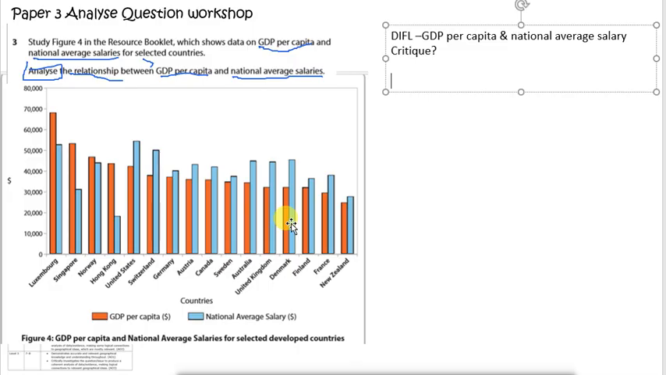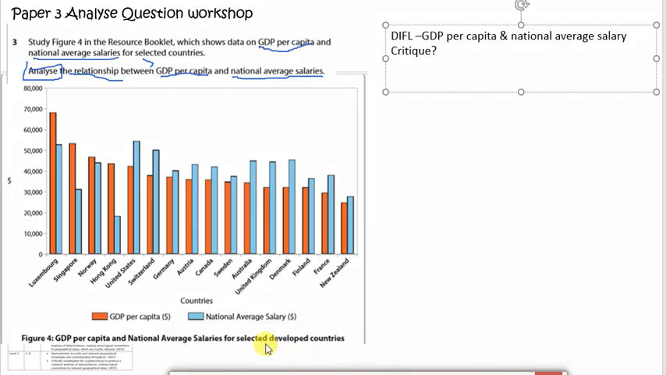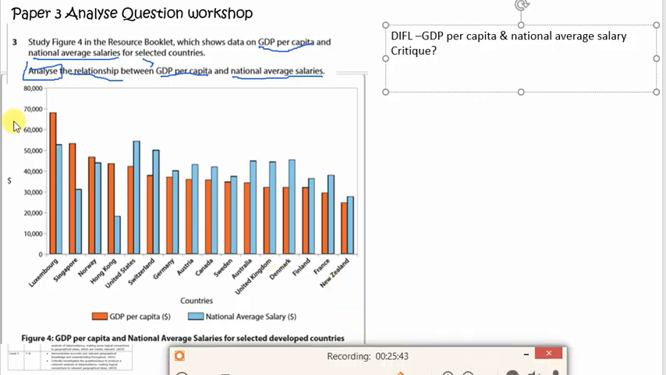Right then, how can I break this up? Well, first thing I'm going to do is, again, look at the title. GDP per capita, national average salaries for selected developed countries. So if I'm critiquing it, straight away I'm going to be thinking, well, are there any developed countries that aren't on this list that might be useful? I'm going to think about that for later, just hold that thought. Right, so the orange is GDP per capita, the blue is national average salary. Let's have a look then.